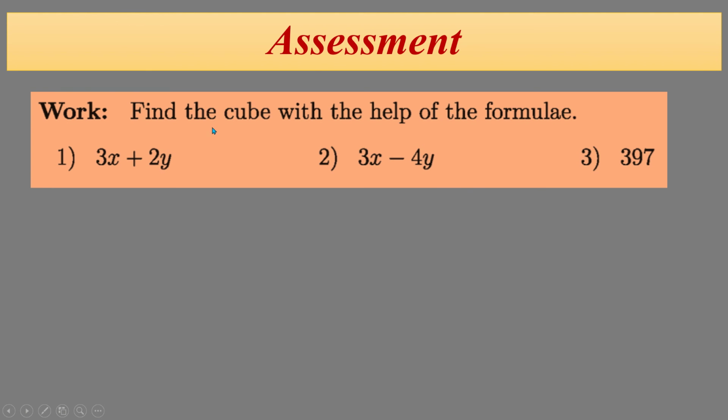Assessment. Find the cube with the help of formula 1, 2 and 3. Okay, this equals 400 minus 3, where 400 will be a and 3 will be b. 400 minus 3 cube equals 397 cube. And finally you will calculate, and that will be the required result.